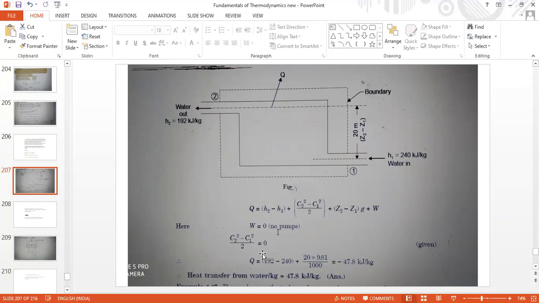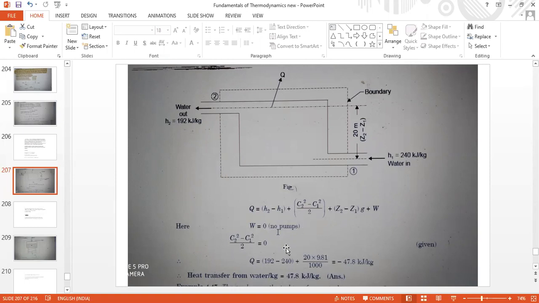And Q is substituted in the equation. H1 and H2 are in kilojoule per kg. Therefore, when this 20 is multiplied by G in GZ1, it will be in joule per kg only. So this is to be divided by 1000 to make this parameter in kilojoule per kg. Now all the parameters will be in kilojoule per kg and Q is calculated. In this way, heat transfer from water is calculated.